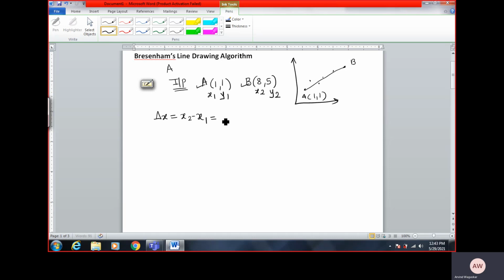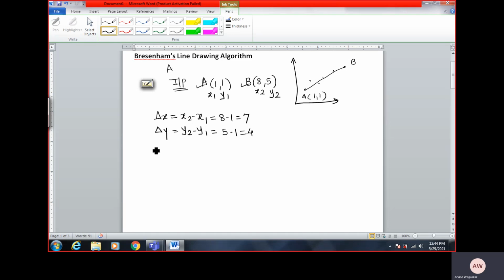What is the value of x2? x2 is 8. What is the value of x1? It is 1. So 8 minus 1 is 7. Then find delta y, in the same way: y2 minus y1. y2 is 5 and y1 is 1, so 5 minus 1, your answer is 4.